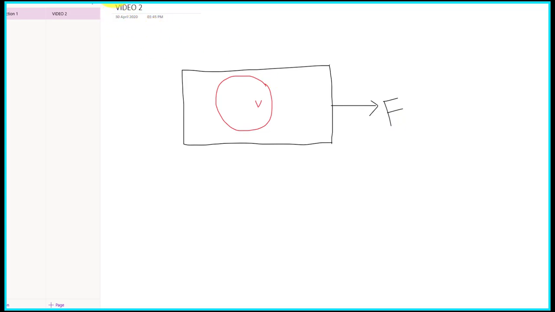Now come to the next concept. What is a subspace? A subspace is nothing but a subset of the vector space. This subset should be non-empty. This is our first condition.